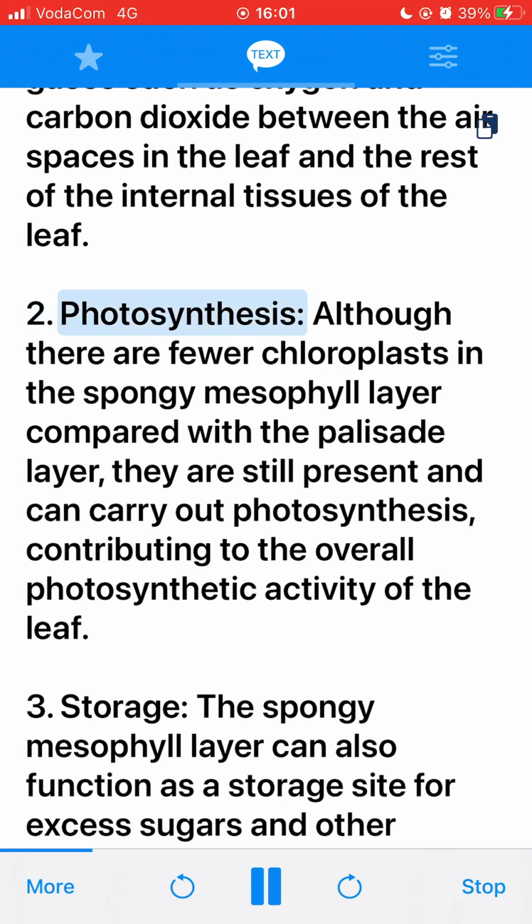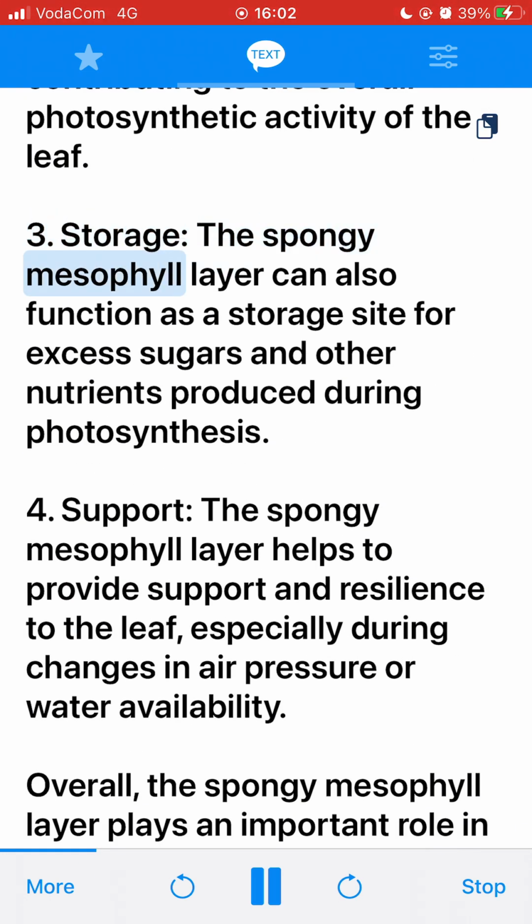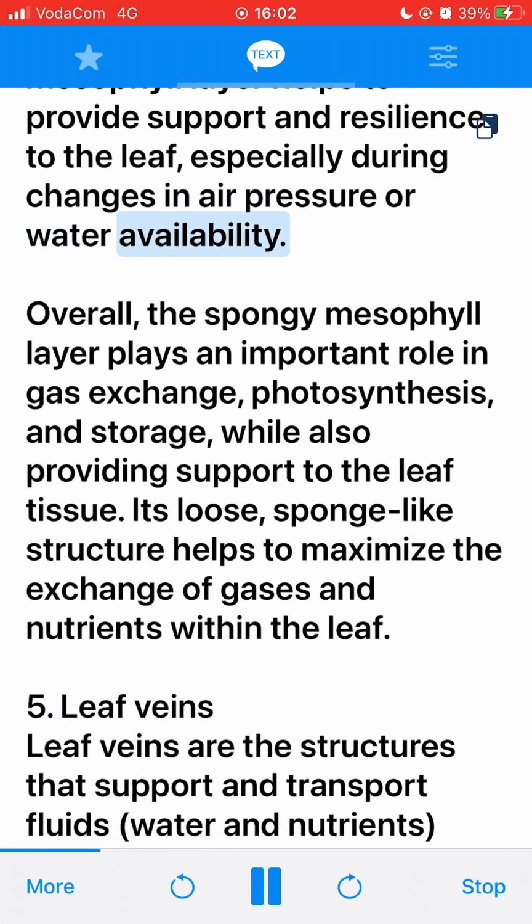2. Photosynthesis. Although there are fewer chloroplasts in the spongy mesophyll layer compared with the palisade layer, they are still present and can carry out photosynthesis, contributing to the overall photosynthetic activity of the leaf. 3. Storage. The spongy mesophyll layer can also function as a storage site for excess sugars and other nutrients produced during photosynthesis. 4. Support. The spongy mesophyll layer helps to provide support and resilience to the leaf, especially during changes in air pressure or water availability.